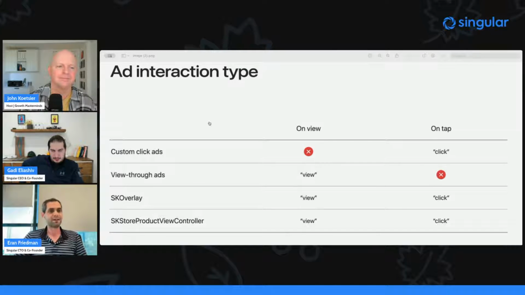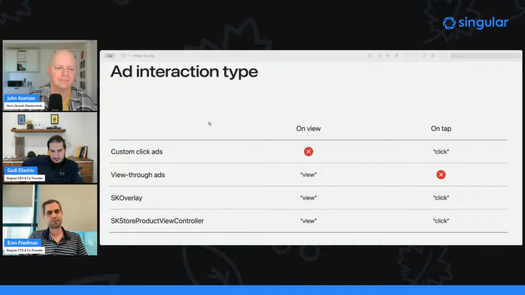So basically, those are two different types of banners, essentially, of ads. SK Overlay is like an overlay ad, sometimes from the bottom or from the top, a smaller one that you can view and then click to get to the store. SK Store Product View Controller is more like an interstitial. It basically shows the entire App Store page, and usually comes after an interaction of some sort. And both support both a view and a click, and they go directly to the App Store itself.